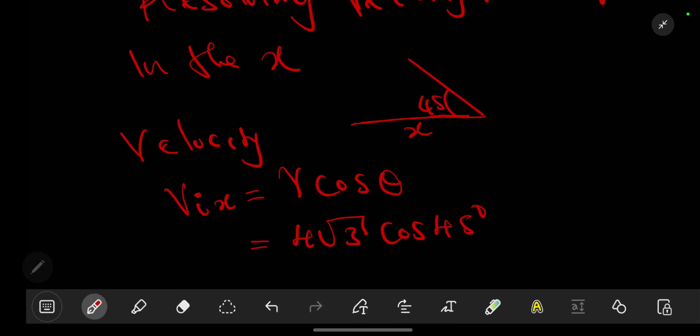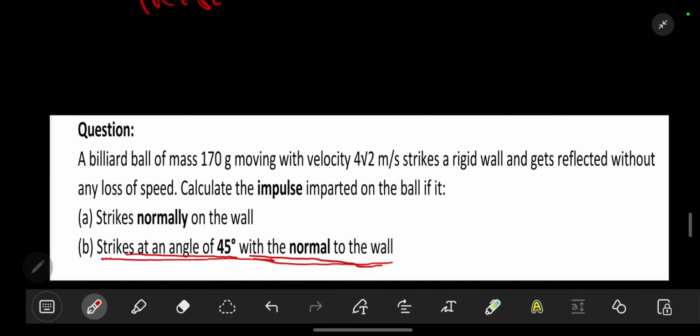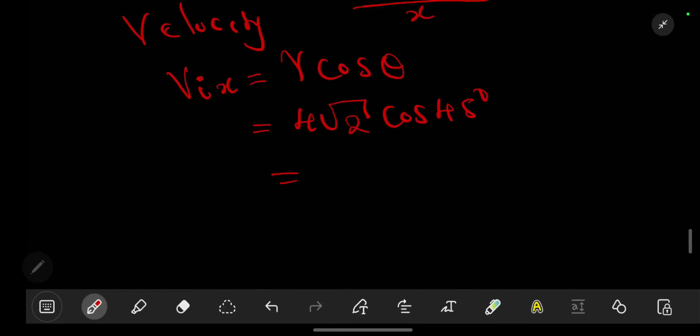Theta is 45 degrees. So is it root 3? Root 2. Root 2, yeah. So we are going to have our 4 root of 2 times the cosine of 45. This is going to give us a value of 4. So the x initial is equal to 4 meters per second.